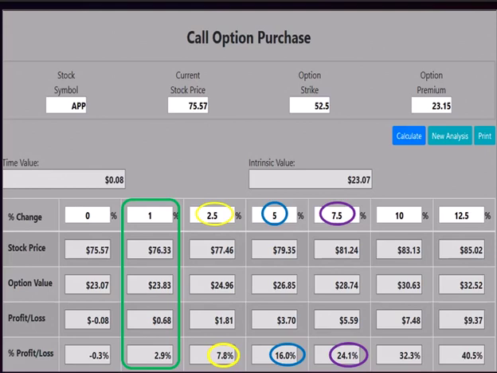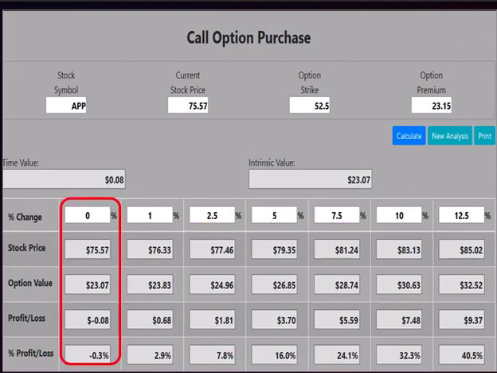The call option purchase calculator also shows that if the APP stock price increases by 2.5%, the 52.5 call will make a 7.8% or $181 profit. If the APP stock price increases by 5%, the 52.5 call will make a 16% or $370 profit. If the APP stock price increases by 7.5%, the 52.5 call will make a 24.1% or $559 profit. The 10% and 12.5% numbers are also displayed. You can see that the profits get better and better.